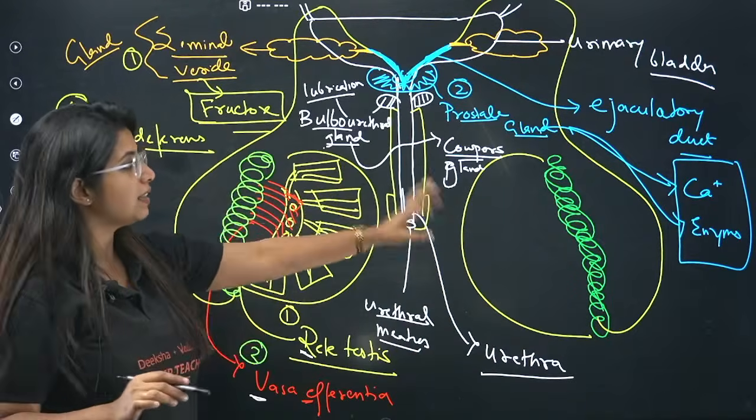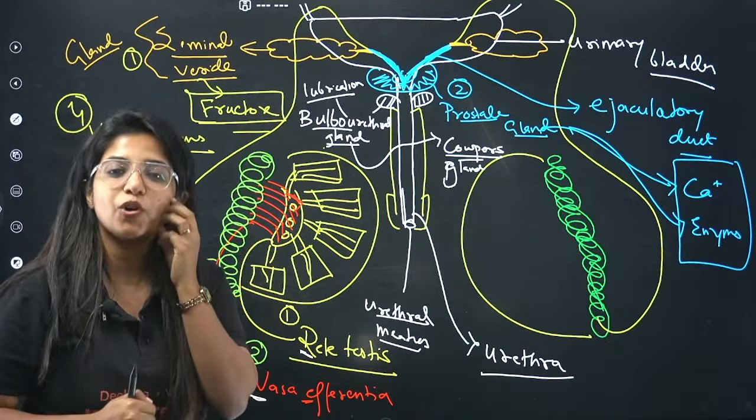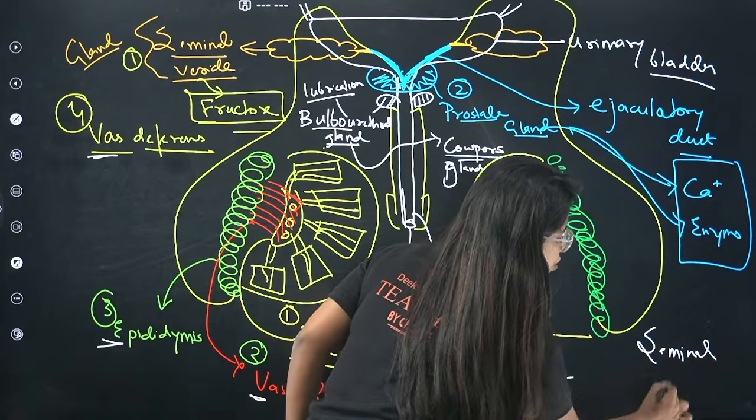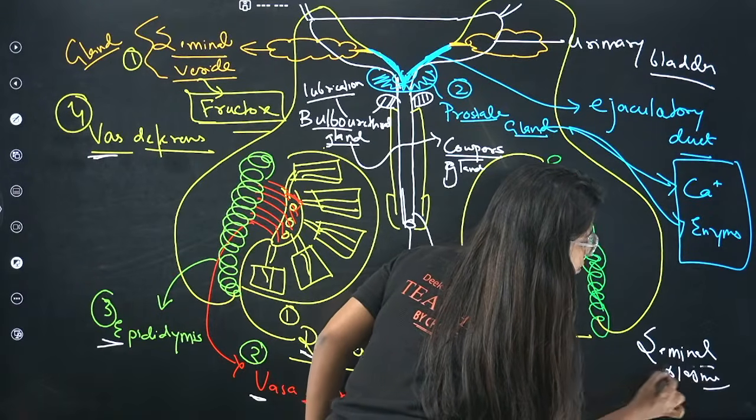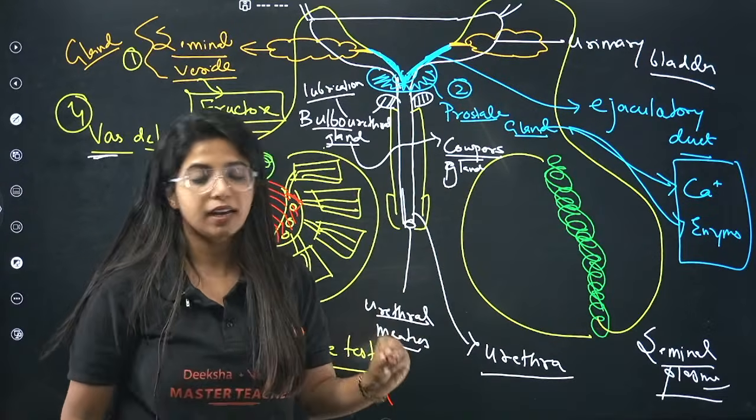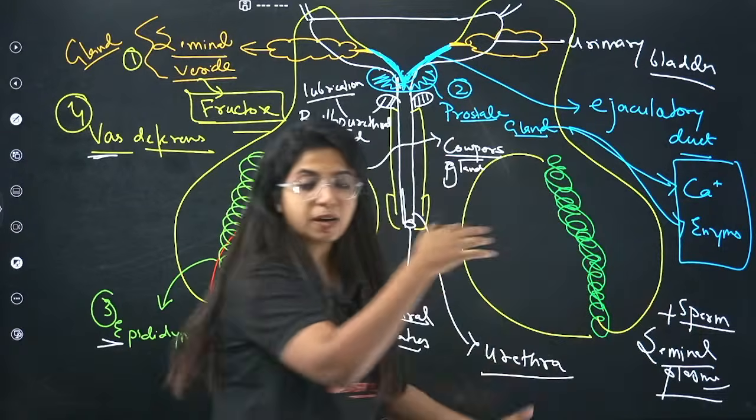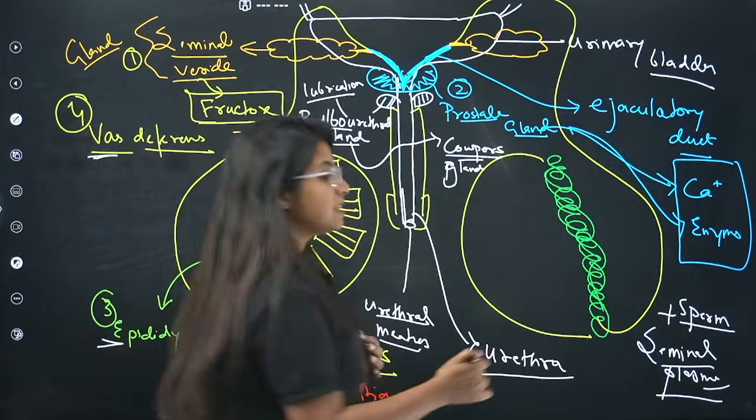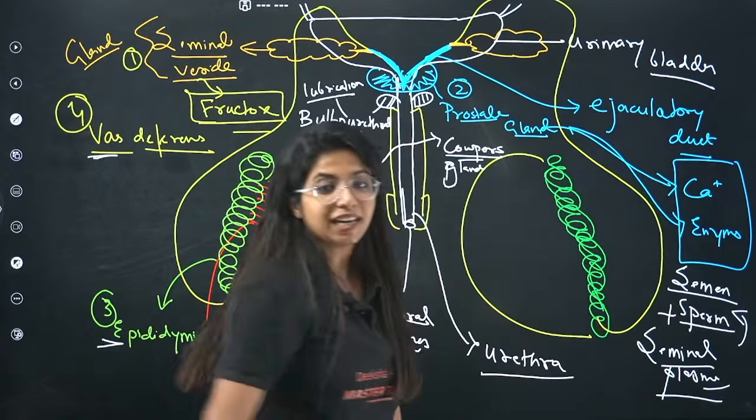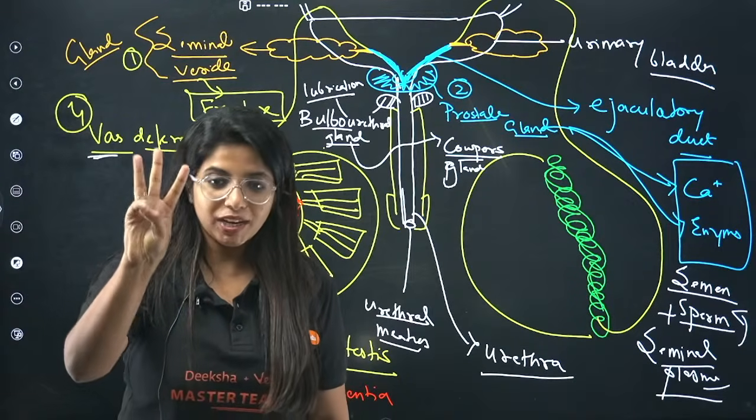So these three glands are there. These three secretions are there. The secretions of all of them together is what you call seminal plasma. It is known as what? Seminal plasma. So seminal plasma is nothing but the secretion of all the three glands. When the seminal plasma and the sperm come together, you have a separate term for it. What do you call this? This is what you call semen. Semen.